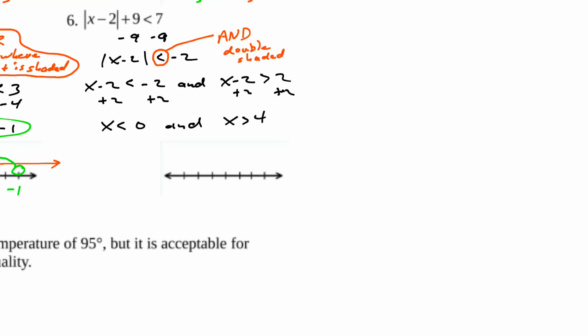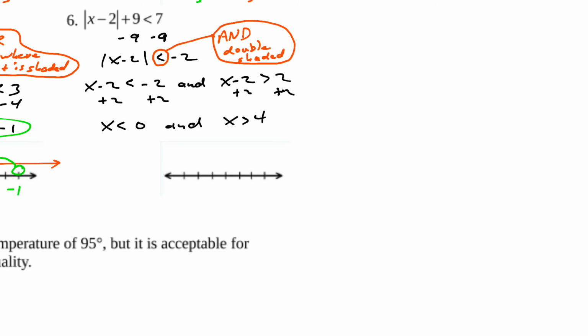So I wrote you a little note here. Again, this problem is an and, so that is an intersection, or we're looking for the overlap, which I've been calling the double shaded part. So we're going to look for the double shaded part on this number line. So keep that in mind.